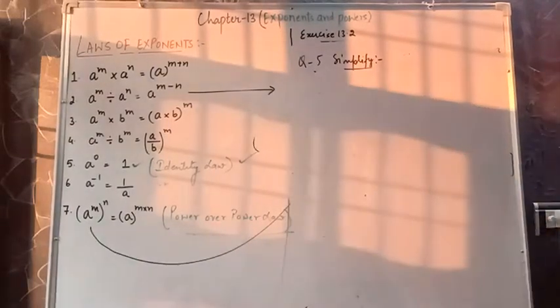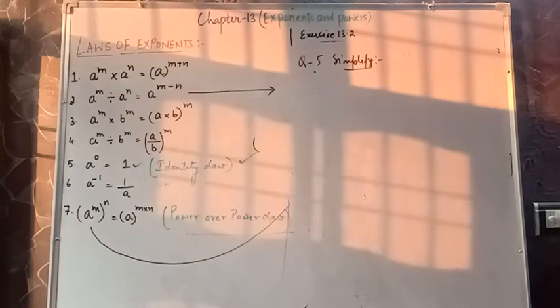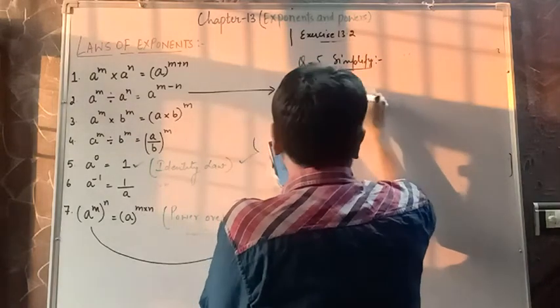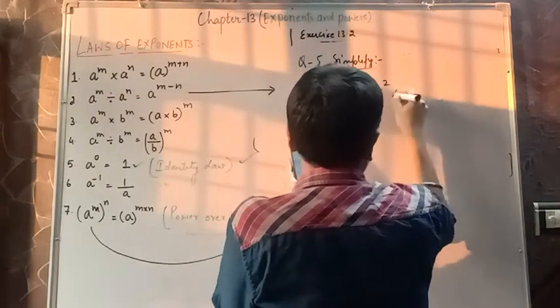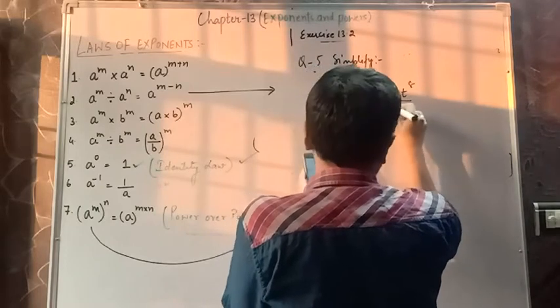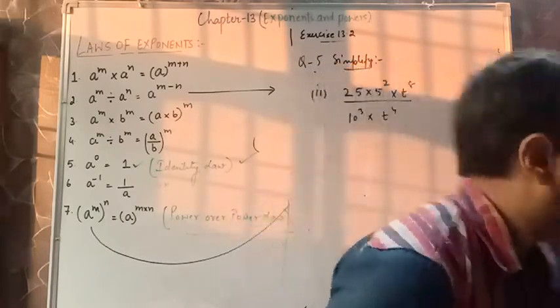Next part I'll do. I'll see which part I can do, which is simpler to do. First part you can do it. Second part I'm doing, very simple again: 25 into 5 raised to power 2, 2 raised to power 8, 10 raised to power 3, 2 raised to power 4. Let's do it.